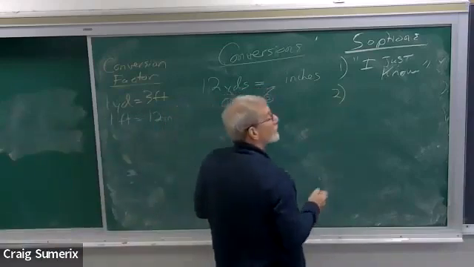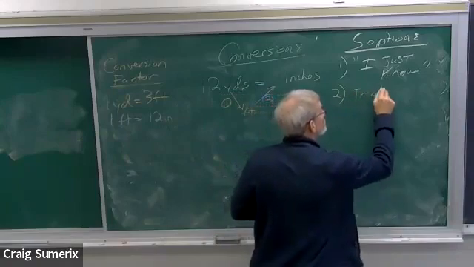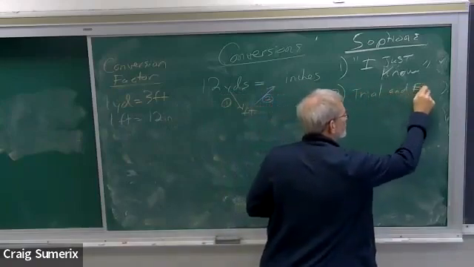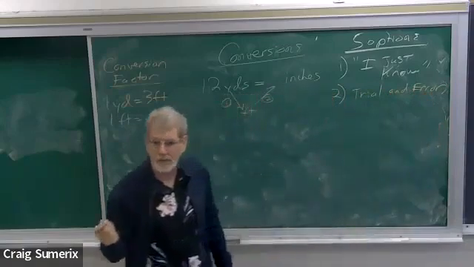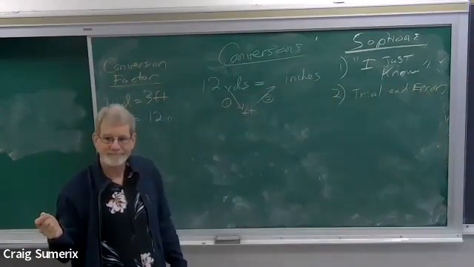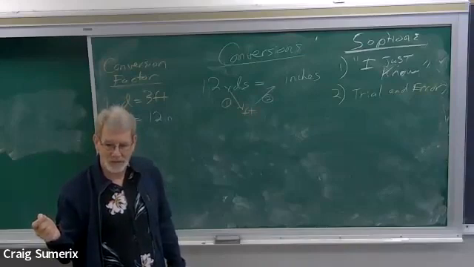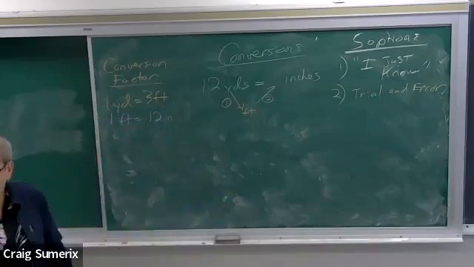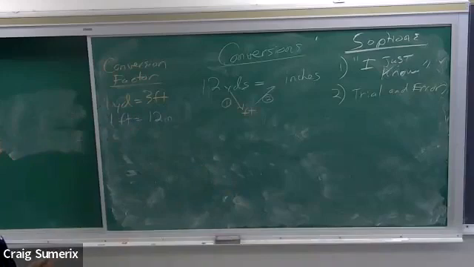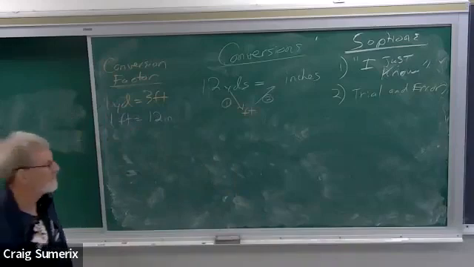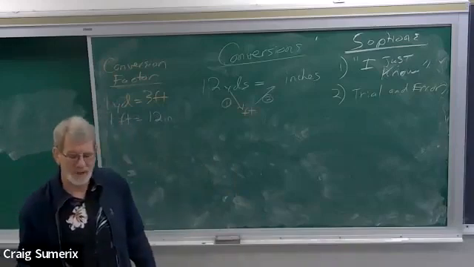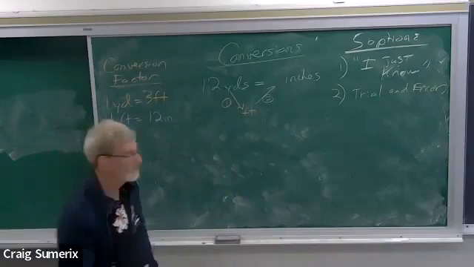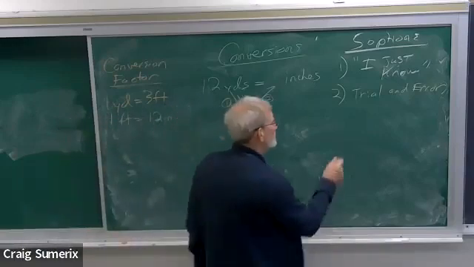The second one, you know this one too. Remember this from last week? Trial and error. What were the possibilities of trial and error? Would adding make sense here? 12 plus 3 is 15. So 12 yards is 15 feet. Does that make any sense? No. So adding doesn't make sense. Does subtracting make sense? No. What else can we do?